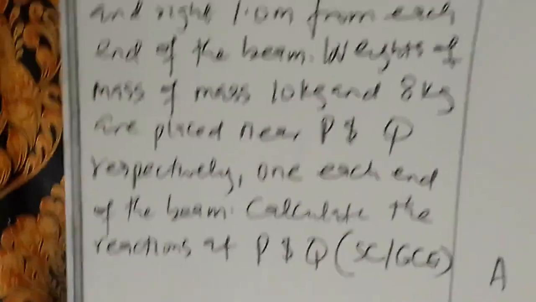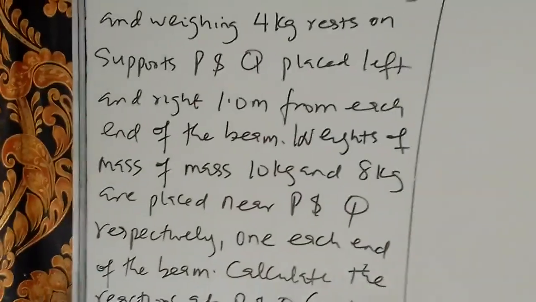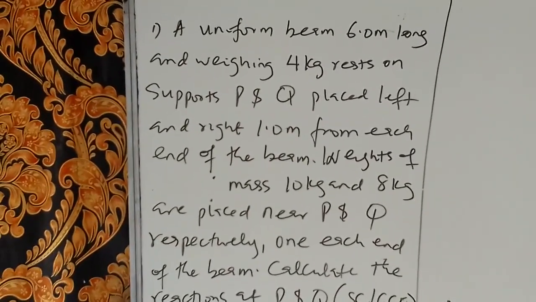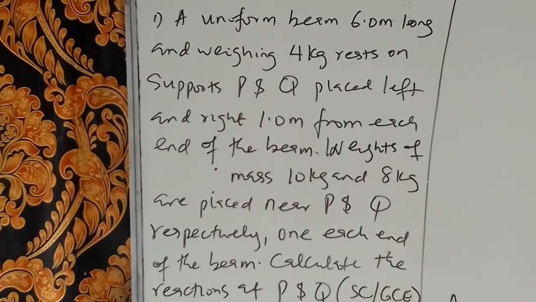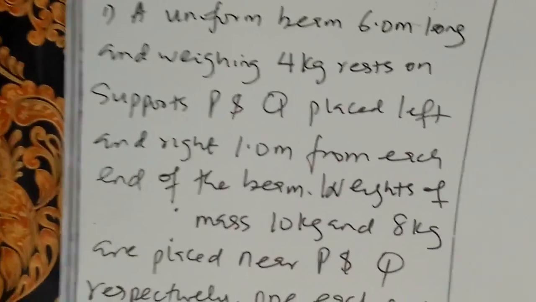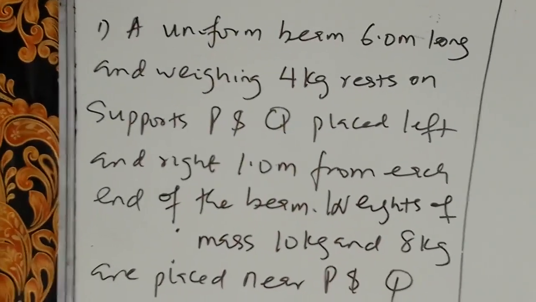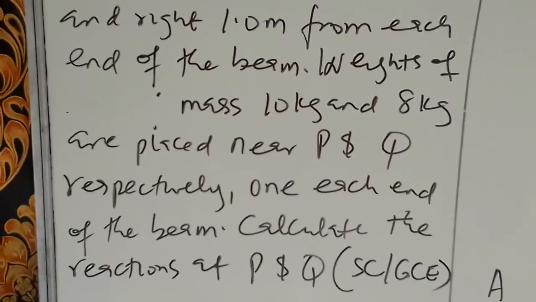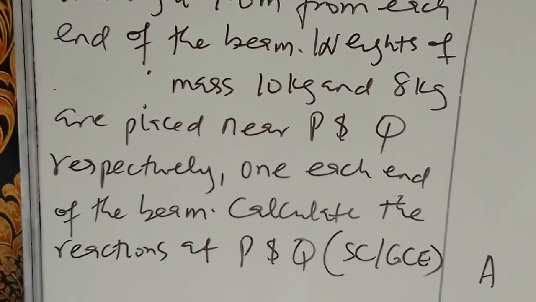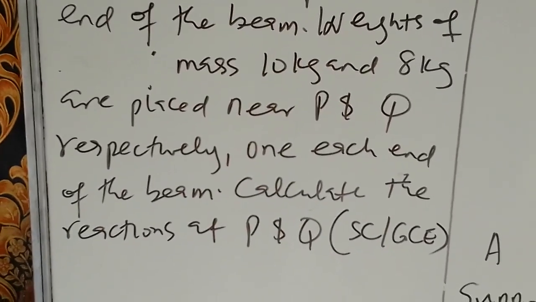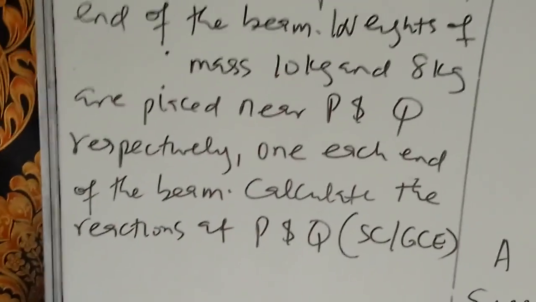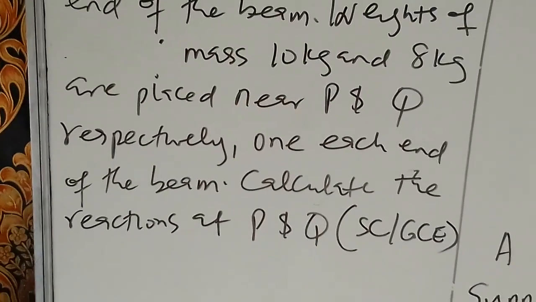So let's take it once more. A uniform beam, 6 meters long and weighing 4 kg, rests on supports P and Q, placed 1.0 meter from each end of the beam. Weights of mass 10 kg and 8 kg are placed near P and Q respectively, one on each end of the beam. Calculate the reactions at P and Q.